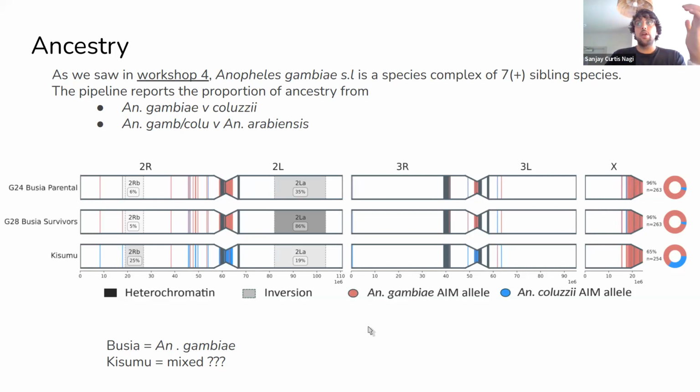But the interesting thing that we found here is that although both Busia strains do indeed look like Anopheles gambiae, so 96% of the ancestry informative markers were indeed Anopheles gambiae alleles, when we looked at Kisumu, which should also be Anopheles gambiae, we actually found quite a different pattern, where although the X chromosome did indeed look like Anopheles gambiae, the autosomes had a lot of Anopheles coluzzii ancestry. And so it looks as though Kisumu is actually now a bit of a hybrid strain between the two species.